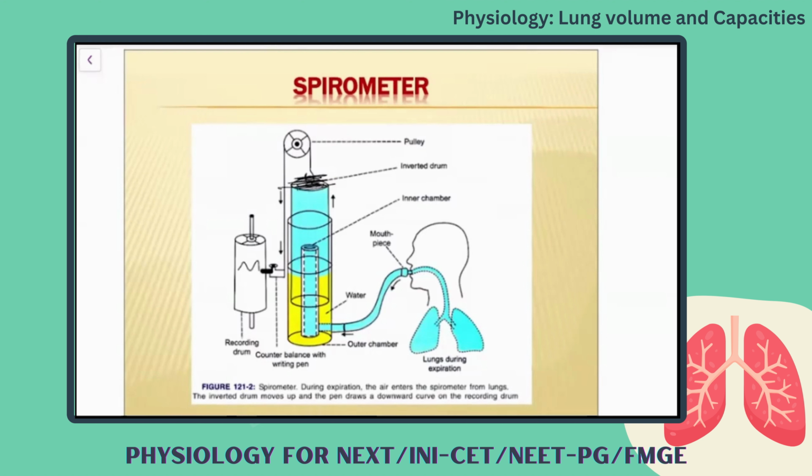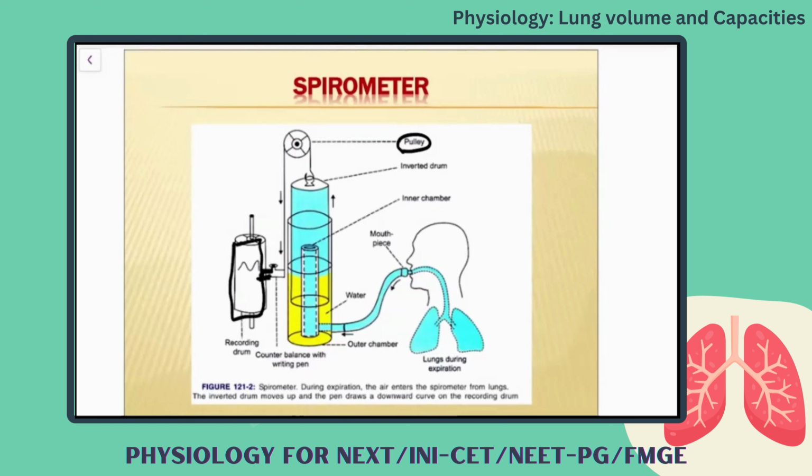So just consider this part. This is the part where it is connected to the lever and the pulley mechanism, which is connected to the end of the edge of the pen. And this pen is in connection with the drum. This is the rotating drum.